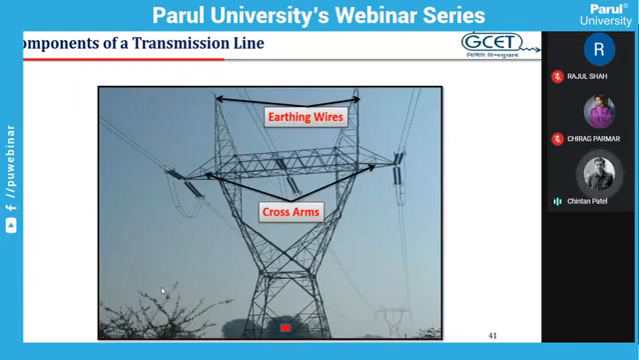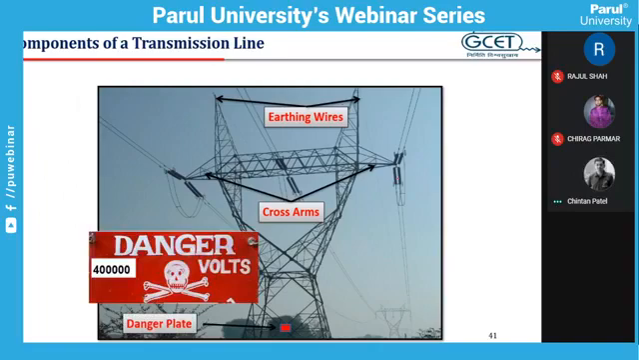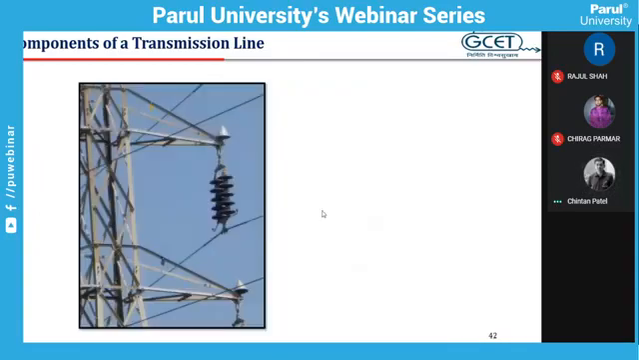A few other components are earthing wire. So these topmost wires are earthing wires or ground wires, cross arms, and danger plate. Danger plate is used as a warning to the people about what the voltage level is, and this voltage level is very much dangerous for human beings. So this type of danger plates are used at all the transmission towers.